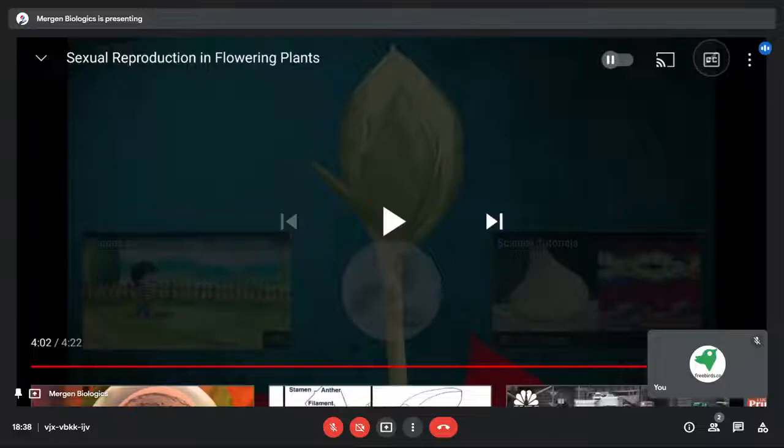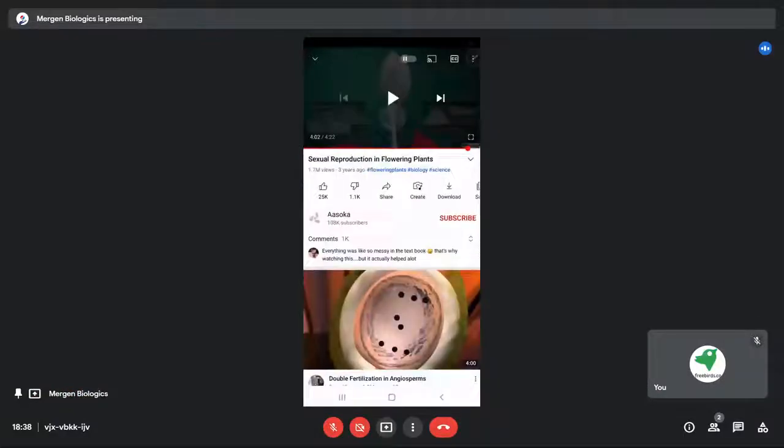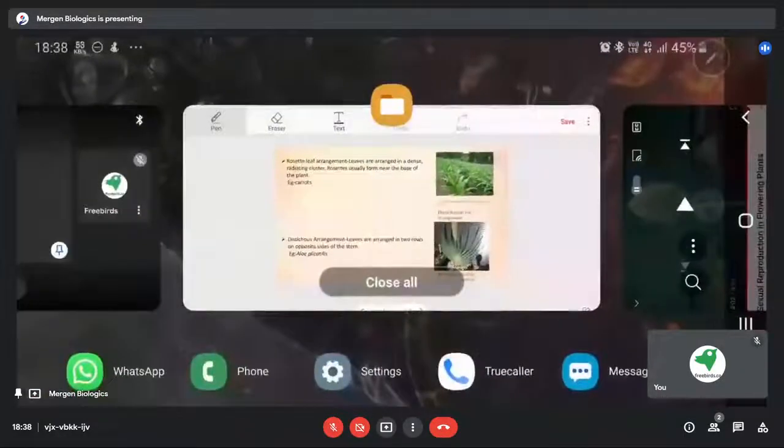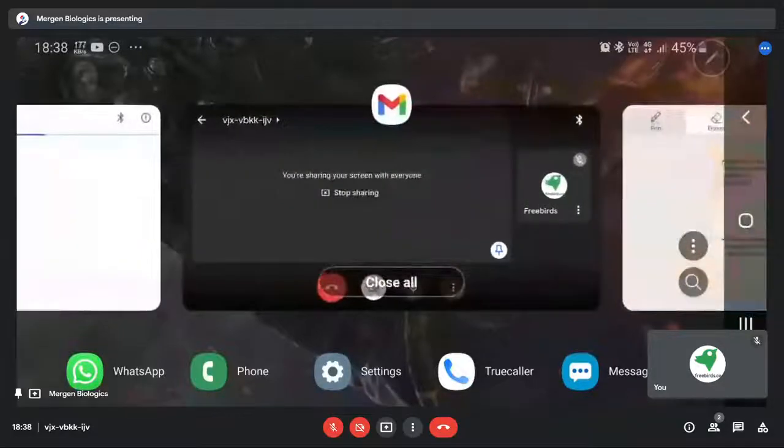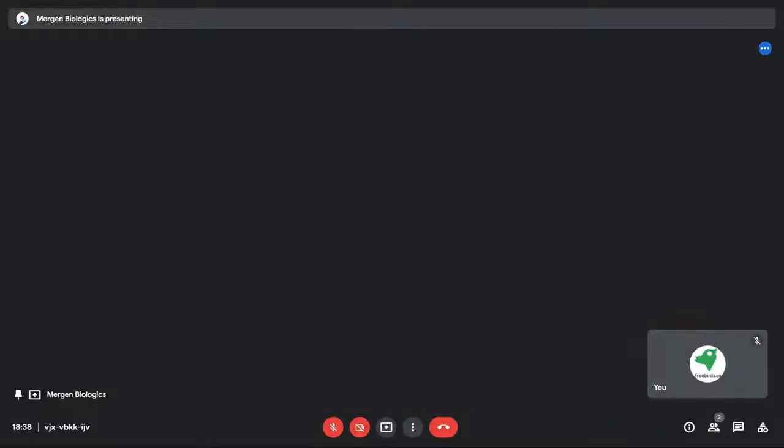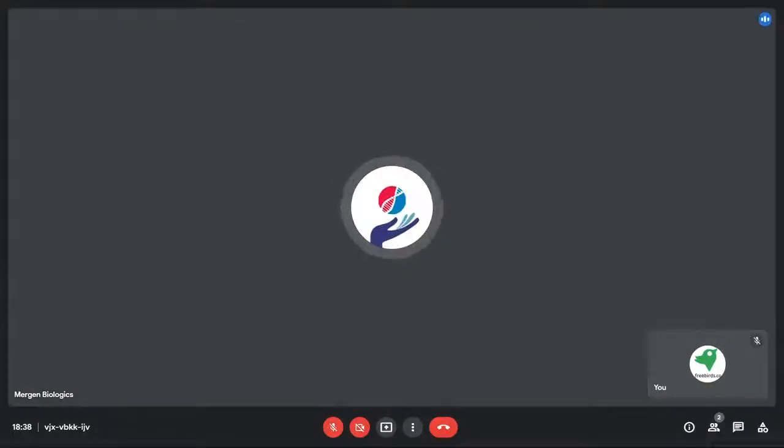In today's session, I have shown you different parts of a flower and the dissection of a flower, which is very interesting. You can try it on your own. Just be careful with the scissors and needle, and you can try different flowers, not only this one, any flower that is present in your neighborhood. After that, I explained the different parts of the flower and their functions.